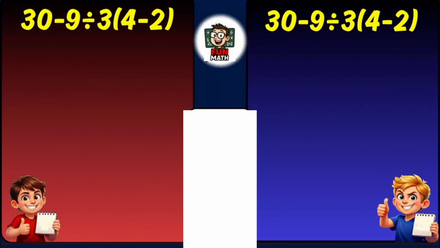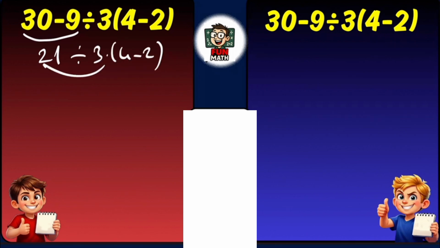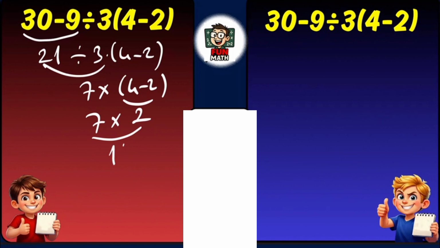First, subtraction. 30 minus 9 equals 21. Now, division. 21 divided by 3 equals 7. Parentheses. 4 minus 2 equals 2. Finally, multiplication. 7 times 2 equals 24.